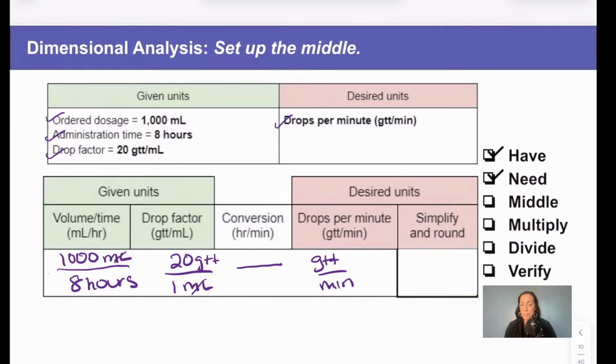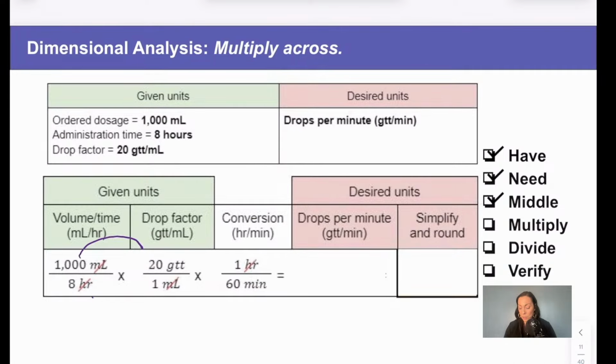What do you think? On the top or the bottom? So we are going to put, perfect, yes, on the top, thank you. So we'll put our 1 hour and then our 60 minutes. So here we see that our hours are going to cross off and we would be left with drops per minute. Okay, so now that we've set up our middle, we can go ahead and multiply across.